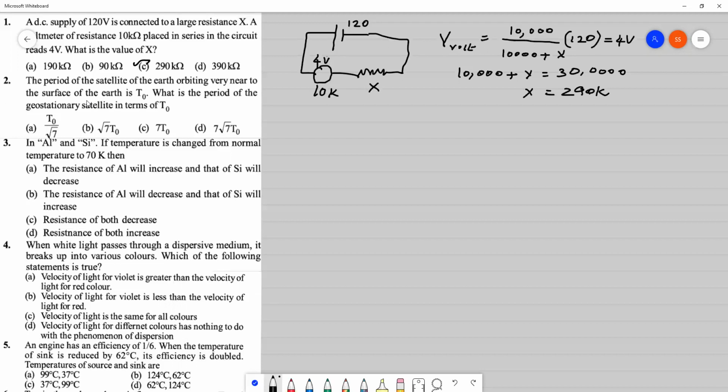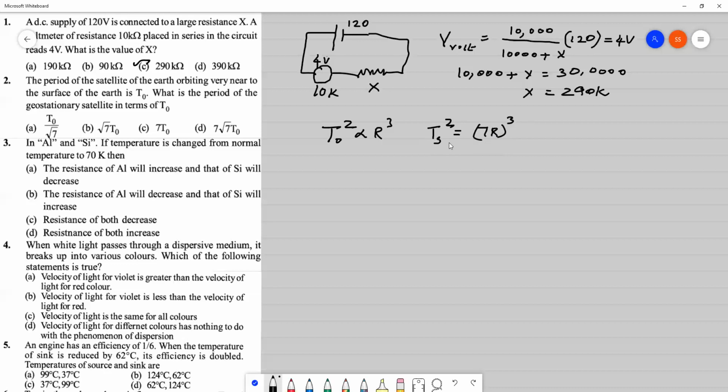The next problem: the period of a satellite very close to the Earth is T naught. According to Kepler's law, T naught squared is directly proportional to R cube. And what is the period of the geostationary satellite? The orbital radius of the geostationary satellite is approximately 7 times the Earth's radius. So the square of its time period is proportional to (7R) the whole cubed.